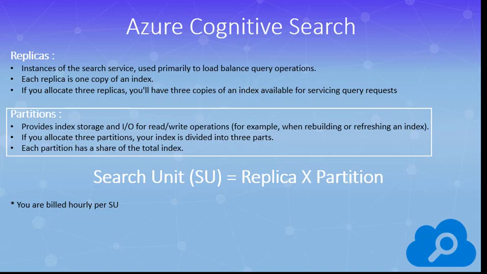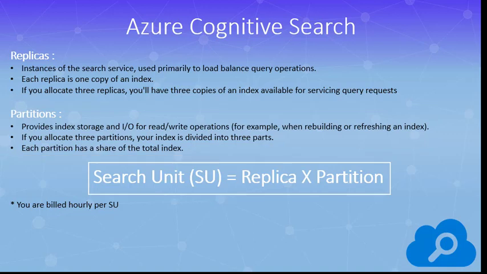And what are partitions? First, partition provides index storage and input-output for read or write operations. It is used, for example, when you are rebuilding or refreshing your index. Second, if you allocate 3 partitions, your index is divided into 3 parts. And third, each partition has the share of the total index.